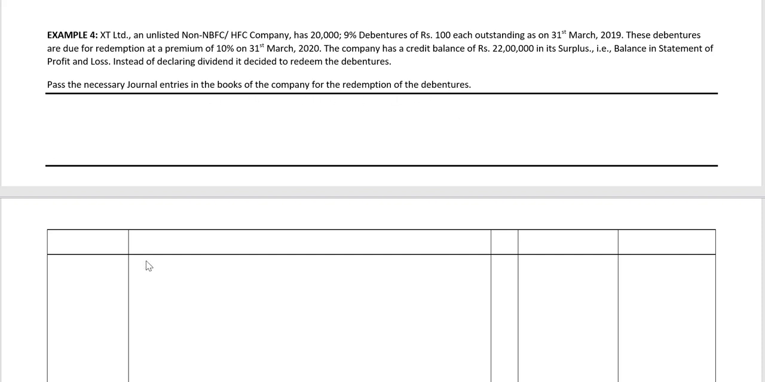Now we are dealing with an unlisted company, but it's a non-NBFC HFC company. So we need to create DRR. Let's calculate the amount of the DRR to be created. There is this sentence in the problem which says, instead of declaring dividend, it decided to redeem the debentures, which means the company has decided to redeem the debentures purely out of profits. So we need to create DRR for an amount equal to 100% of the face value of the redeemable debentures.